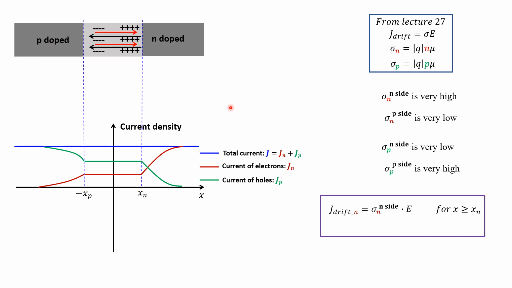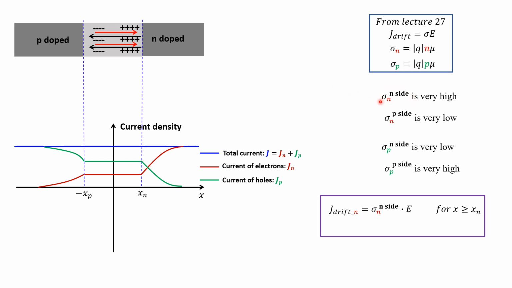Now let's take a look at the drift current of electrons in the n-doped region, in the n side. So this drift current depends on the conductivity of electrons in the n side. And we've just seen that this conductivity is very high because the concentration of electrons is high in this region. So the reason why the electric field is sufficiently low in the n-doped region so that we can dismiss it and consider it as being concentrated only in the depletion region is precisely because this conductivity is very high.